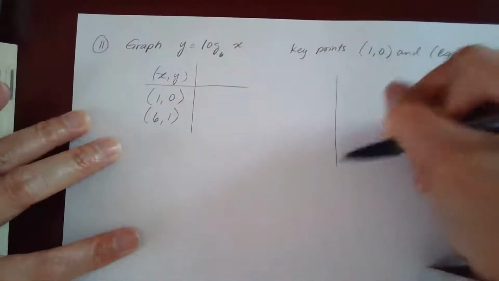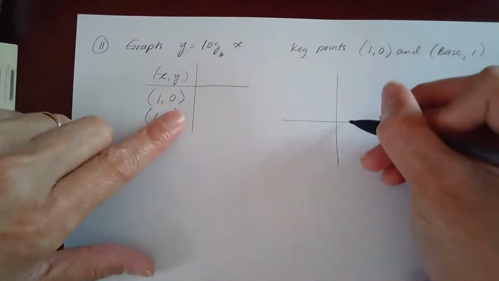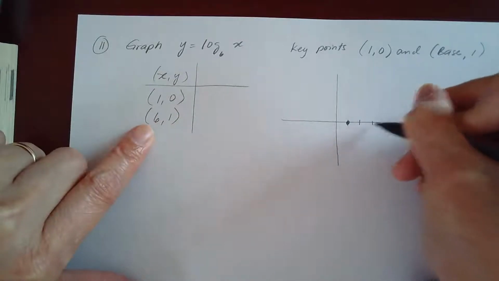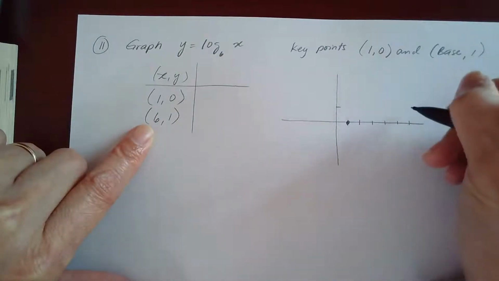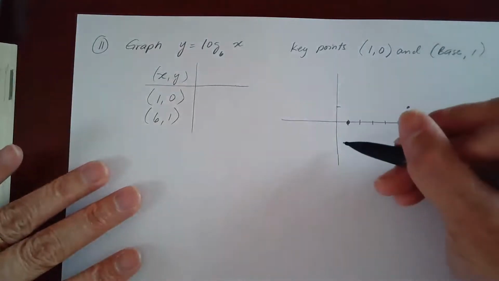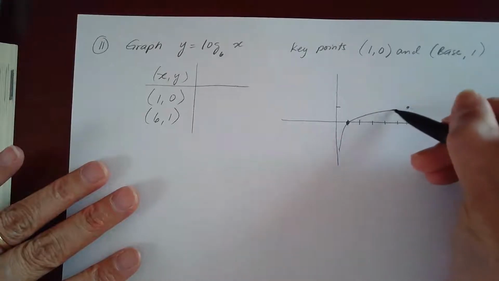So if you were to graph that, (1, 0) would be right here, and then (6, 1): 1, 2, 3, 4, 5, 6, 1. And just remember what the graph of a logarithm looks like. It kind of looks like this.